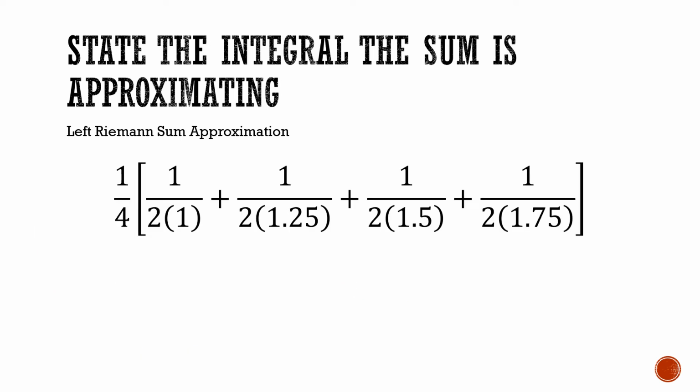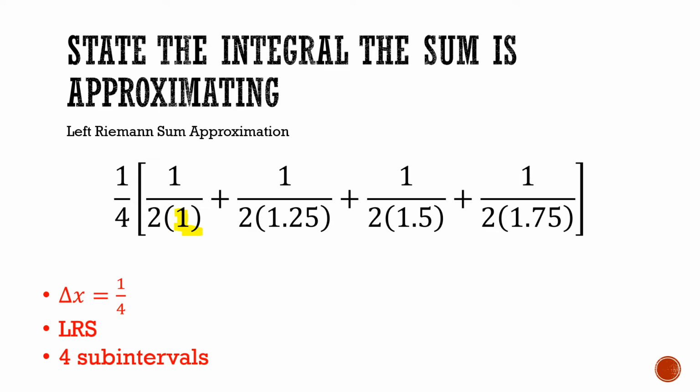All right, so the next one is a left Riemann sum. And again, I notice that 1/4 is in front, so I know my delta x is 1/4. I also know that I have 4 subintervals, because I have 4 pieces inside of my bracket. Now with the left Riemann sum, I understand that this 1 here is going to be the leftmost value, or my a value.